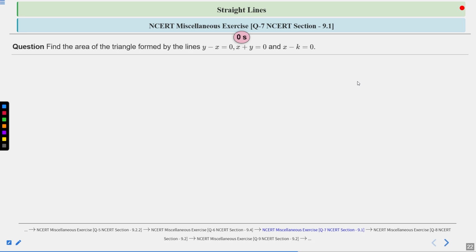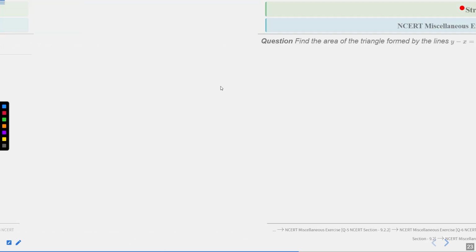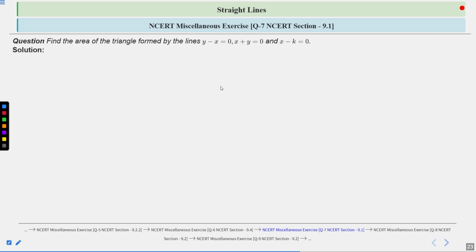Okay. Now we will solve this question. So the equations of the given lines are y minus x equal to 0. Okay, I'm naming this equation number 1. Then x plus y equal to 0, and this is equation number 2. And x minus k equal to 0, and this is equation number 3.